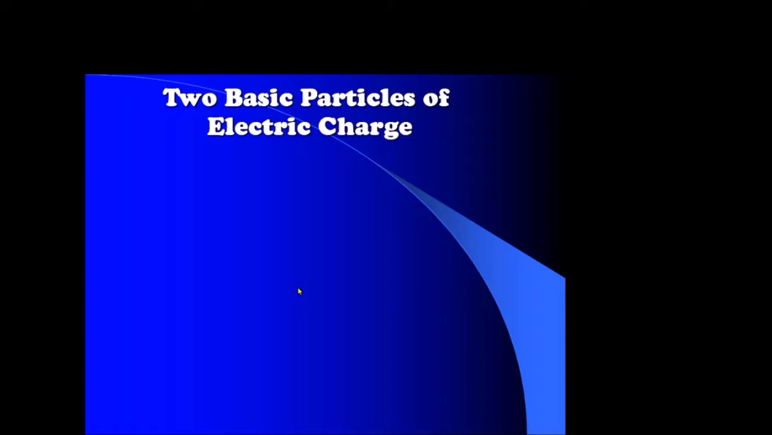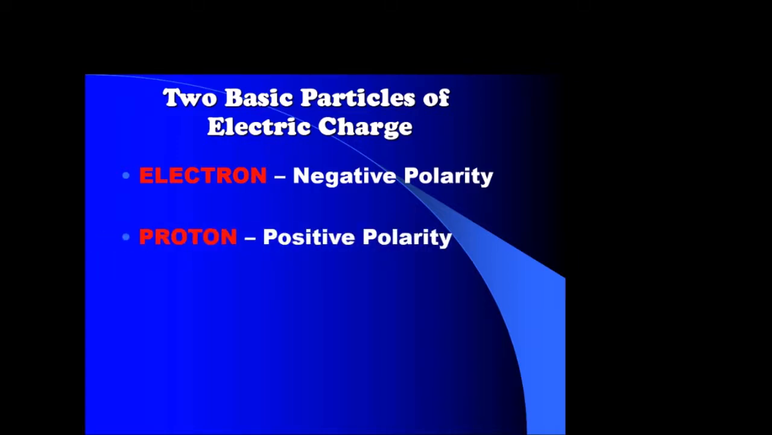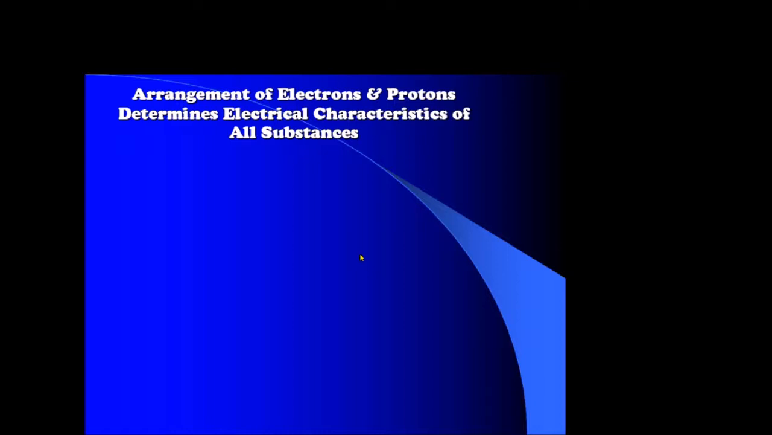If we start at the beginning, there's two basic particles of electric charge. One would be the electron, which is negative polarity. The other would be proton, which is positive polarity. Now, it is the arrangement of these electrons and protons that determines the electrical characteristics of all substances. And when we talk about electrons and protons, we're talking about atoms, of course.